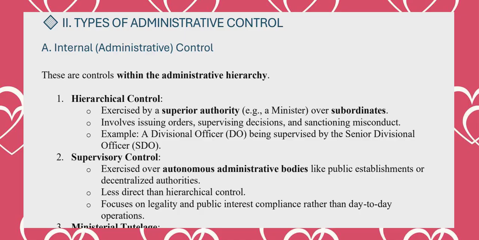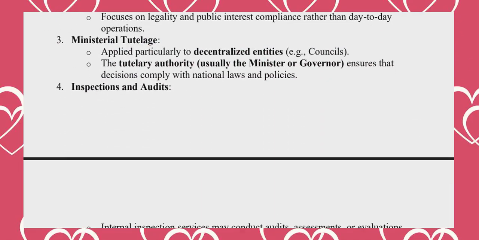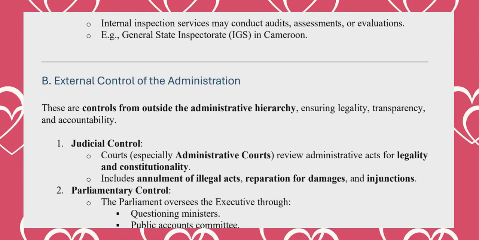When the Minister of Higher Education interferes in matters concerning maybe the University of Yaoundé I, because he is above the rector, he has to concentrate only on legality and public interest, even if there are other things that are not going well. Those fall within the domain of the rector to fix. So that is what we call hierarchical control and supervisory control. There are others, but these are the most important.